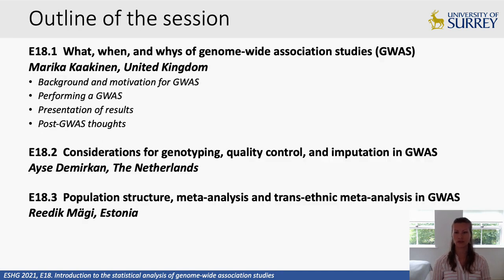This session has 3 talks. The first one aims to give an overview of GWAS, focusing on background and motivation for GWAS, then the steps related to performing a GWAS and how to present the results from a GWAS study. Then some post-GWAS thoughts are given. The second talk considers issues related to genotyping, quality control and imputation, and the third one focuses on population structure, meta-analysis and transethnic meta-analysis.